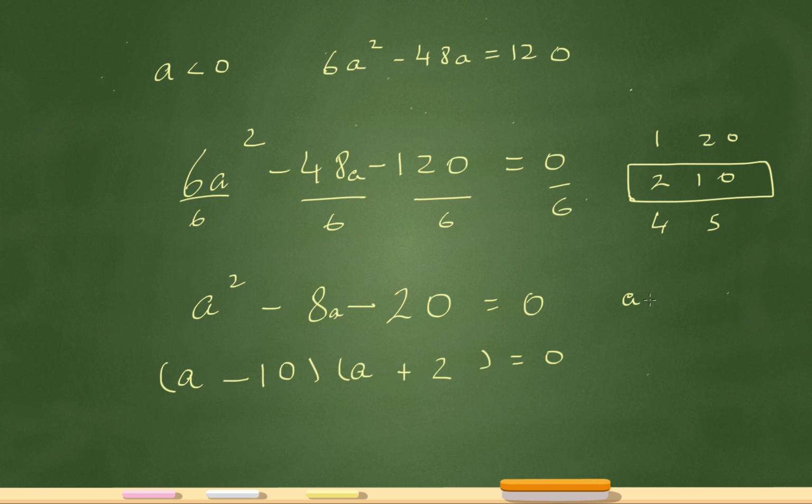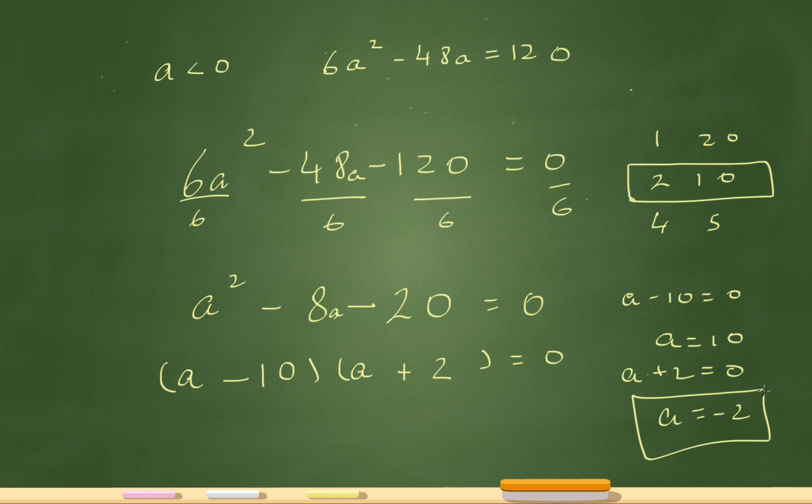Now, I'll set these individually equal to 0. a minus 10 equals 0, and a plus 2 equals 0. So a would equal 10, and a would equal -2. So the answer here needs to be -2 because it's saying that a is less than 0. So answer choice D.